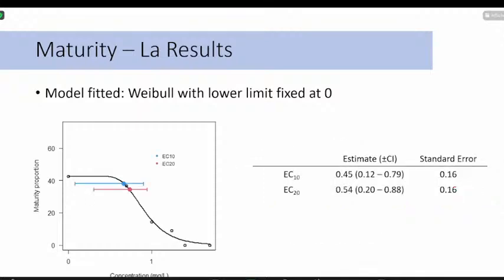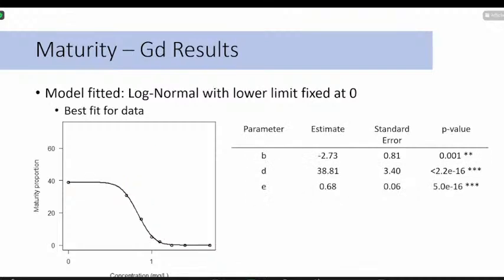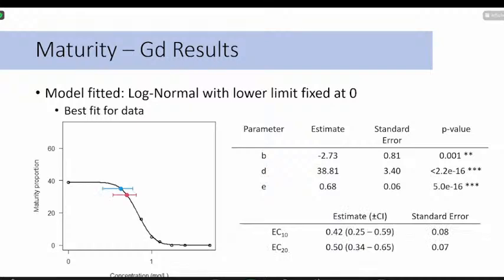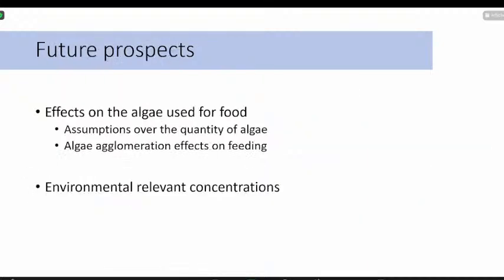And then I wanted to also know where the 10% and the 20% reduction was of the model. So for this, it was 0.45 and 0.54 milligrams per liter. And then for the gadolinium, we got something similar, that the EC50 of the model is 0.68. And then the 10% reduction and the 20% was at 0.42 milligrams per liter and 50 milligrams per liter.